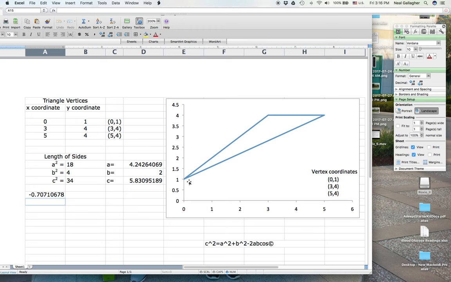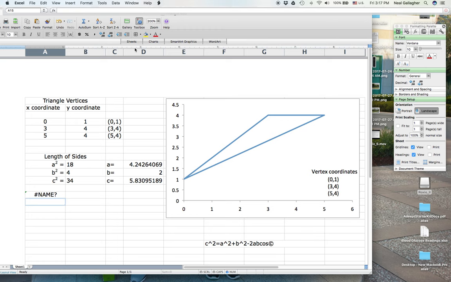Now, what I want to do is the arc cosine of that number. So let me click on this. Here's the formula up here. I want to type arc cosine. I actually don't remember if that's the Excel form or not, but I'll put it and see if I get an error. It doesn't like that.